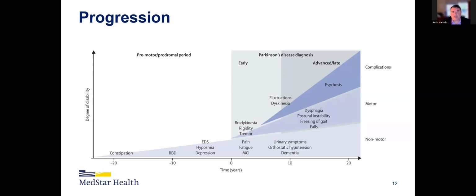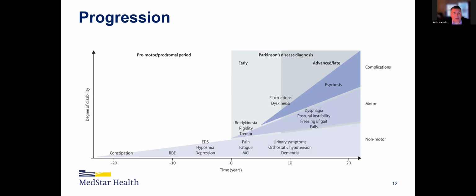Now, this is the typical progression for someone with Parkinson's disease in general, right? As I mentioned before, it's kind of a linear progression, but we're going to break this down a little bit, okay? So, just to orient you, the x-axis at the bottom is time in years, where the center of the graph is time zero. We'll talk about that. And then the y-axis is degree of disability. So, how bad are things getting? And then you see different colors here. The light blue at the bottom is what we call the non-motor features. We'll talk about that. Then the darker blue is motor features, and then the last is complications.